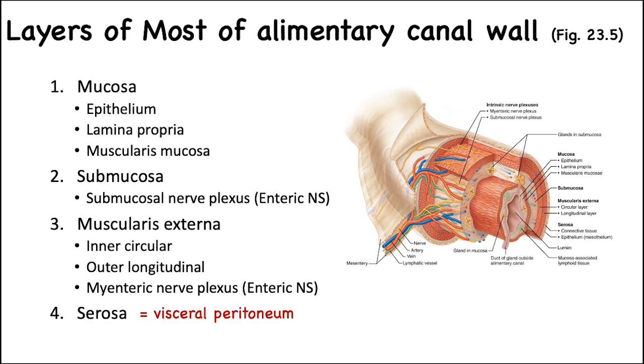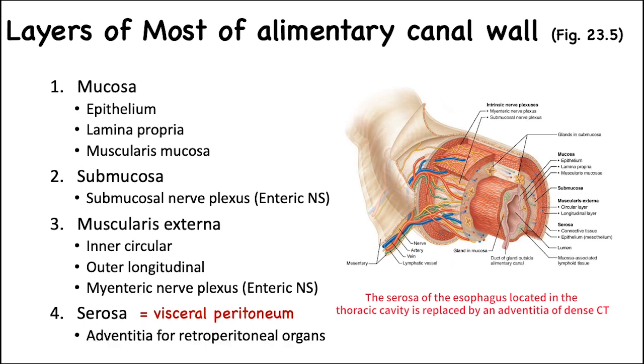The outermost layer is called the serosa. This is also known as the visceral peritoneum and consists of simple squamous epithelium and loose connective tissue. For organs that are retroperitoneal, there is an additional layer called the adventitia. The adventitia consists of dense, irregular connective tissue and helps support and anchor the digestive organs.